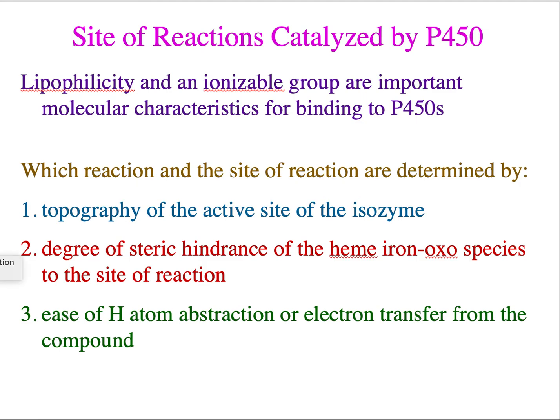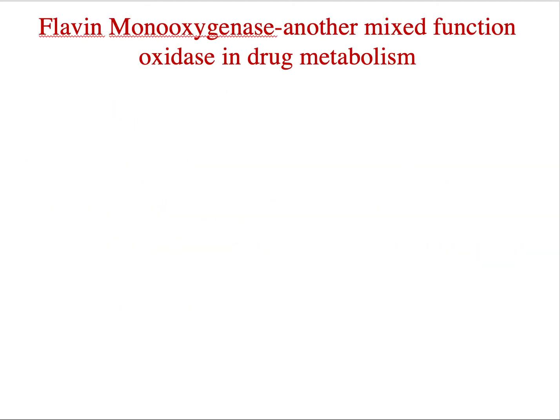There's another oxidant that we're going to start talking about too, and that's flavin monooxygenase. So we have cytochrome P450 oxidase, and we have flavin monooxygenase, which is another important oxidizing enzyme. We're going to go over the mechanism of that.